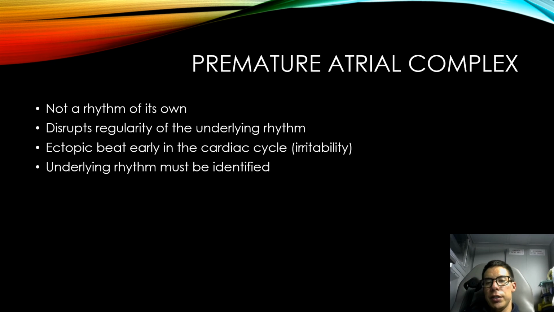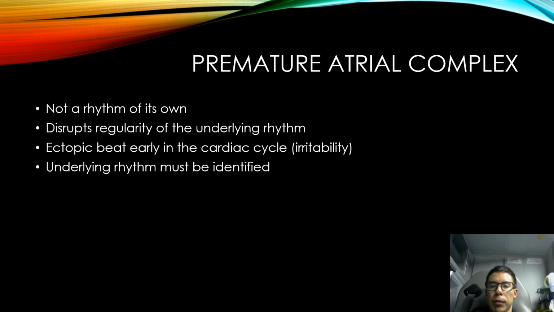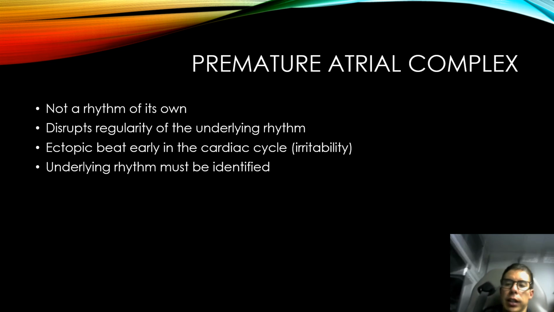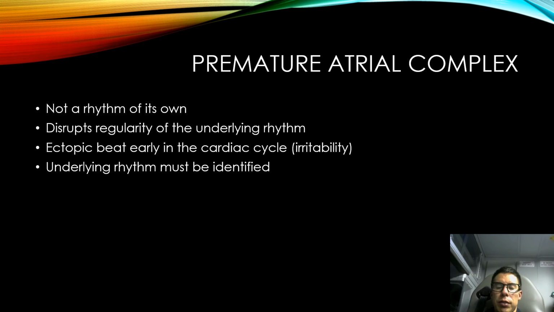Now, premature atrial complex. This is not a rhythm of its own. This is an ectopic beat that's caused by irritability. So it's just a single beat that comes early from when you'd expect it. It can be sustained for up to like 3 beats or so sometimes, but usually it's just a single one at a time. It might be every other beat, or every 3rd, or it could just be every now and then, just very rarely.